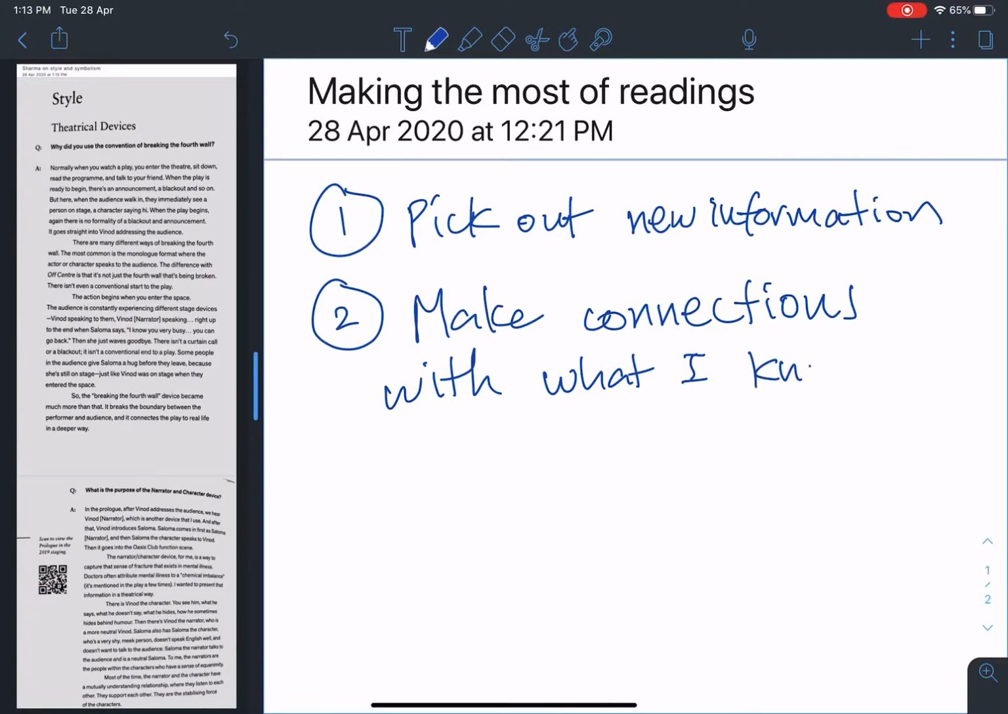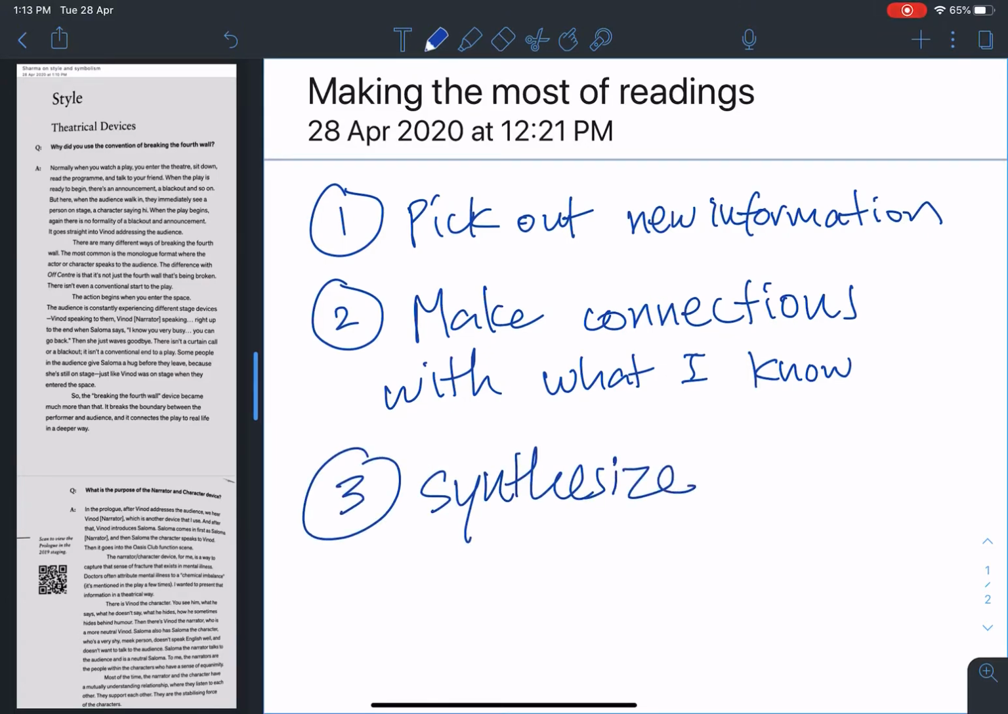So later I will demonstrate what I mean. If you see a new idea, you should connect it to what you already know. It should build on your current understanding of the text. Okay. The third step is to synthesize and to, shall we say, weaponize it. Okay. To think about how it can be used.